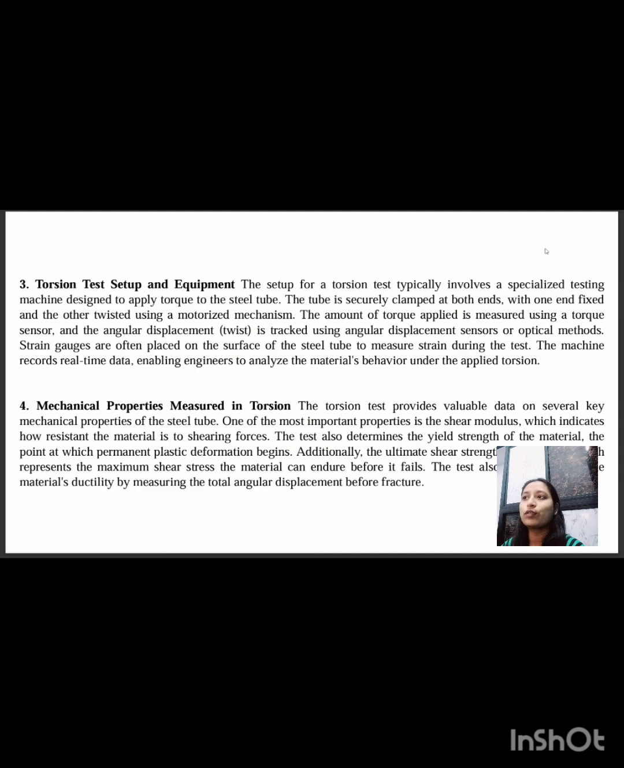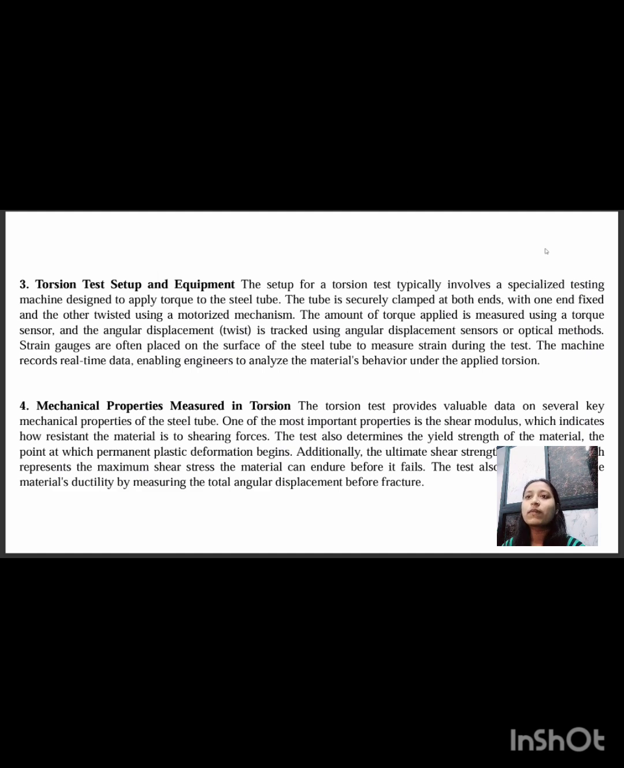The amount of torque applied is measured using a torque sensor, and the angular displacement, which is known as twist, is tracked using angular displacement sensors or optical methods. Strain gauges are often placed on the surface of the steel tube to measure strain during the test. The machine records real-time data, enabling engineers to analyze the material's behavior under applied torsion.